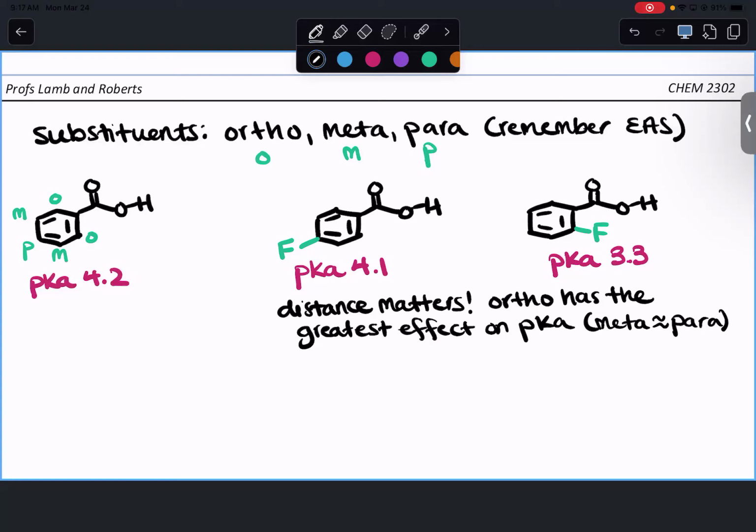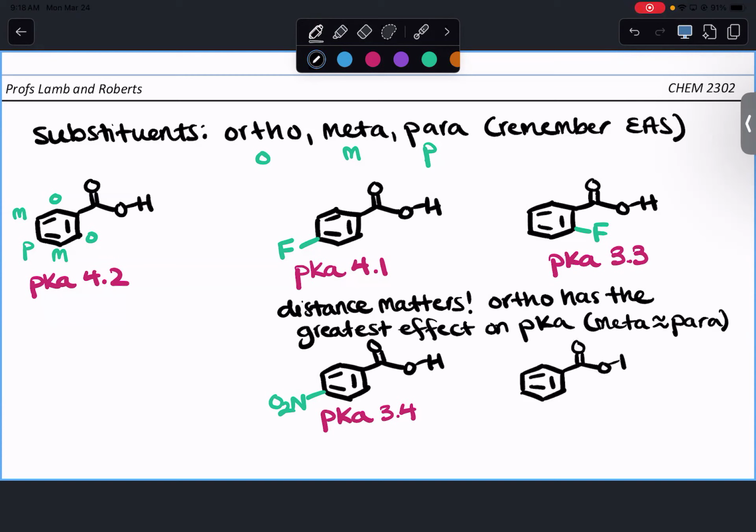And on the topic of electron withdrawing ability, let's use a different electron withdrawing group. Let's say a nitro group in this case. Here we have a para-nitro group, and that pKa ends up being approximately 3.4. All right, and if we bring that nitro group even closer, that pKa goes down even further to 2.2.